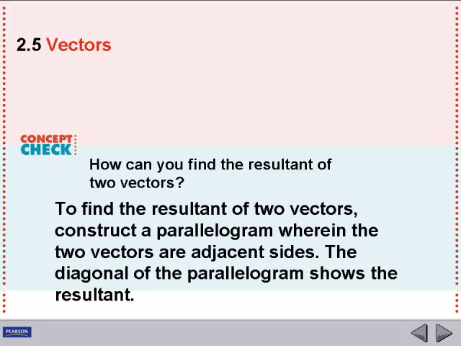To find the resultant of two vectors, construct a parallelogram wherein the two vectors are adjacent sides. The diagonal of the parallelogram shows the resultant.